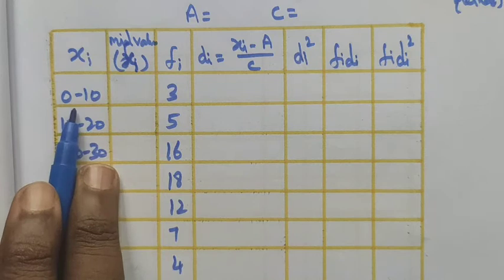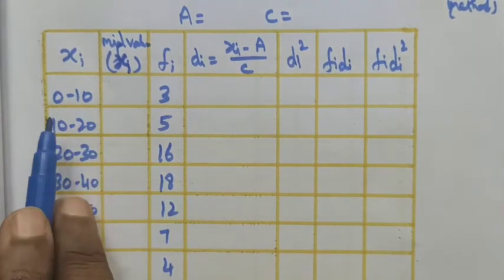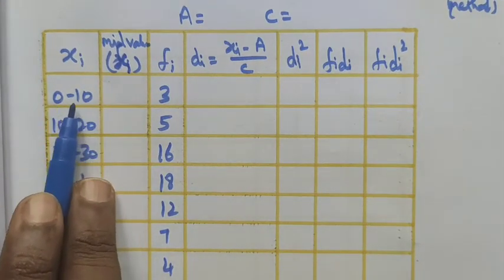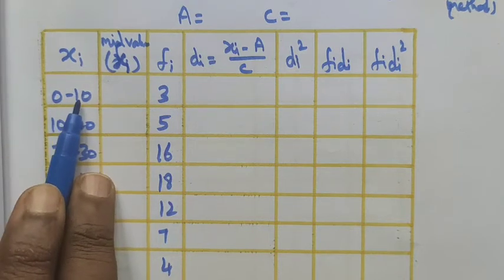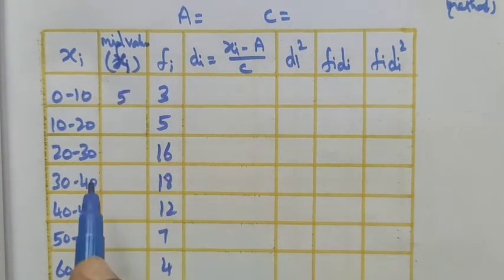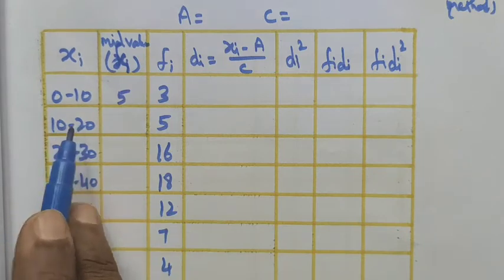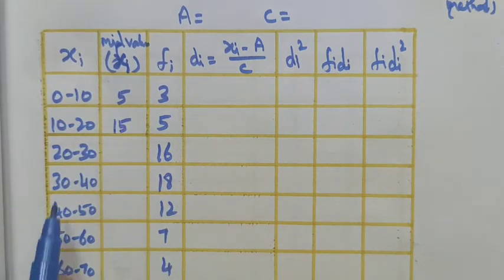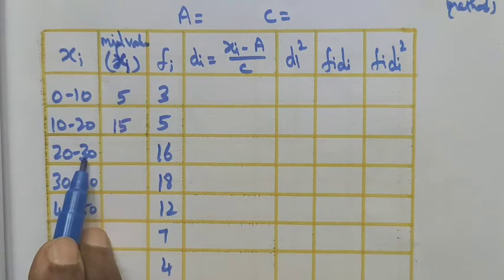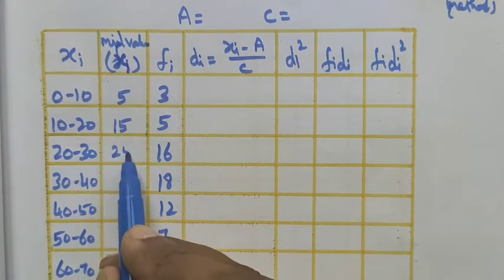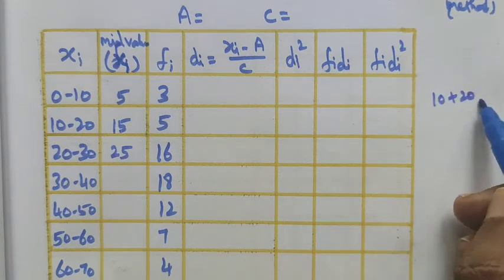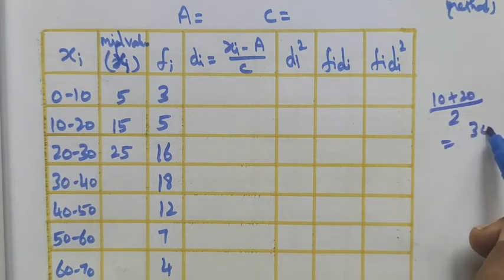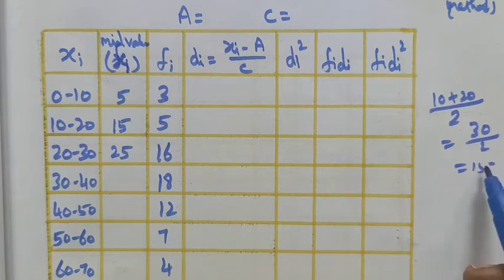Now we want to find the mid value for this term. Mid value means the lower limit plus upper limit divided by 2. See, 0 plus 10 is 10, 10 divided by 2 is 5. 10 plus 20 is 30, 30 divided by 2 is 15. 20 plus 30 is 50, 50 divided by 2 is 25. That is, 10 plus 20 divided by 2 is equal to 30 divided by 2 is equal to 15. Like this we want to find out. That is the mid value.